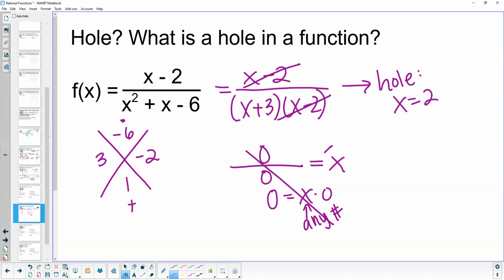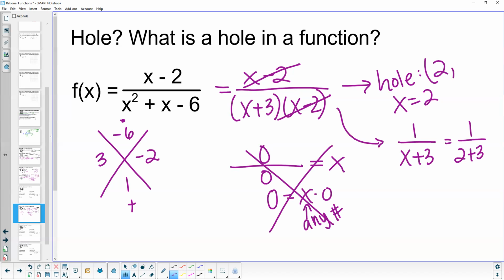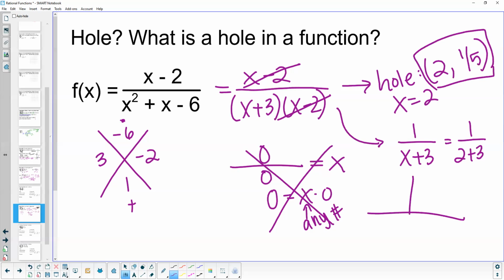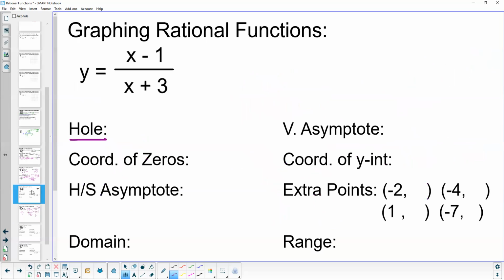So when it comes to finding our hole, what we're going to do is take our x value and then find what's left over. So left over here, we've got 1 over x plus 3. And we just substitute that in to figure out the coordinates of our hole. So it's going to be 2, comma, if I put a 2 in here, I get 1 divided by 2 plus 3, or 1/5. Okay, so we would have a hole at (2, 1/5). And what that looks like when we end up graphing it is we just end up putting an open circle there. So let's go back to this problem here.